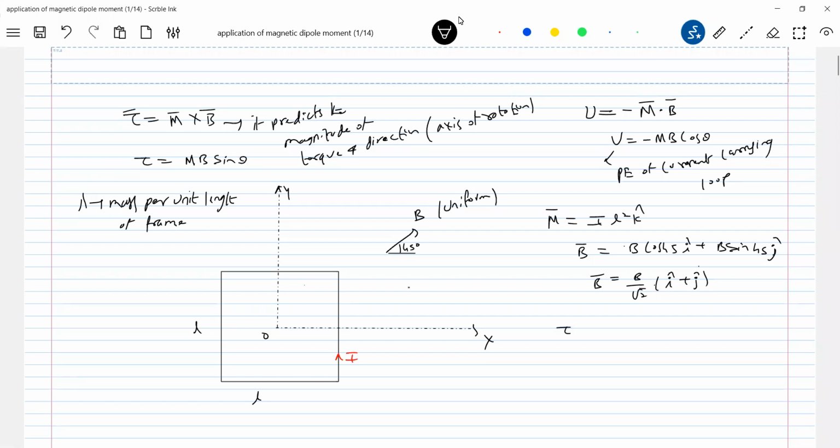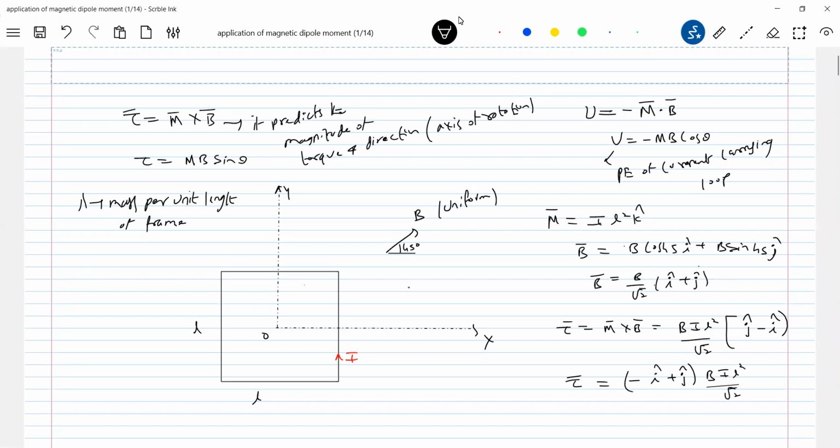So let me go for the torque: M bar cross B bar. K cross I will be J. So this is B I L square by root 2. K cross I will be J. K cross J: J cross K will be I, so K cross J will be minus I cap. So this will be minus I cap plus J cap.